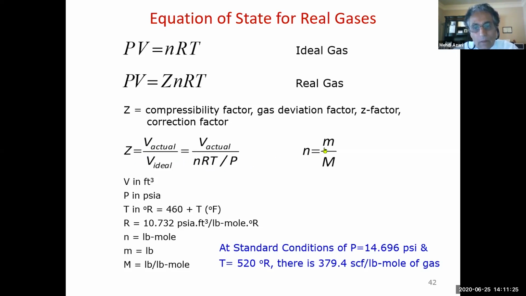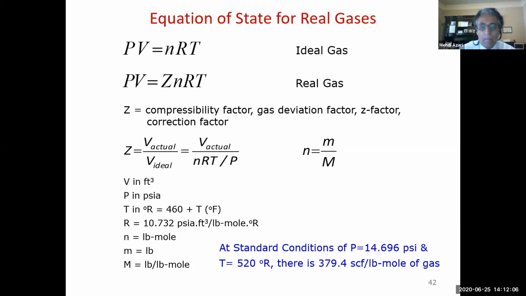All right, so n is equal to, as we said, the mass of the gas divided by the molecular weight of the gas. These are in field units. Volume in cubic feet, pressure in psia, remember the A, absolute. Temperature in degrees Rankine, which is degrees Fahrenheit plus 460. Then the R number is going to be 10.732. This is the unit: psi cubic feet per pound mole per R. Basically, the unit of this one is here to make this one balance. n is number of pound moles, m is pound mass, M is molecular weight, which is pound per pound mole. That means if I have 1 pound mole of methane, how many pounds would that be?